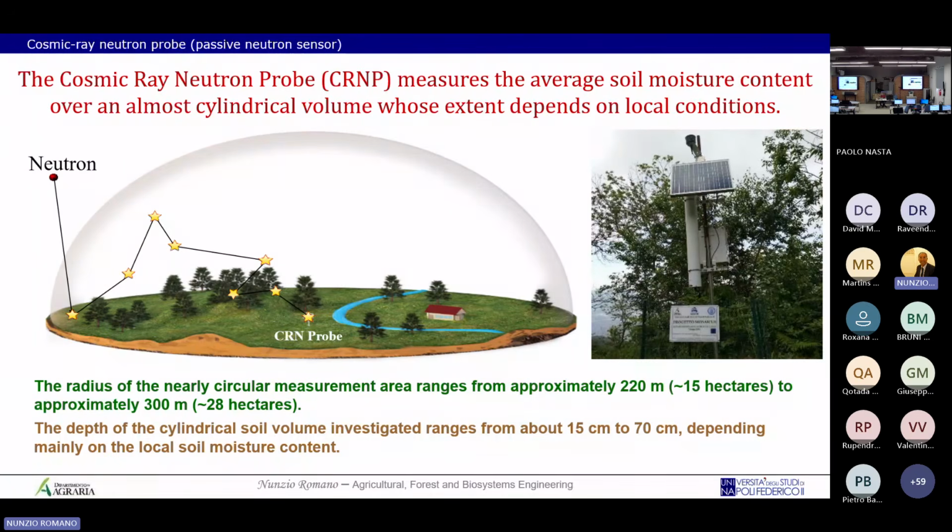This is in the horizontal area. The depth that you investigate with this equipment ranges in the interval between 15 centimeters and 70 centimeters, again like the active neutron probe, depending on the amount of soil moisture. 15 centimeters if the soil is relatively wet, more than 50, 60 centimeters if the soil is relatively dry.